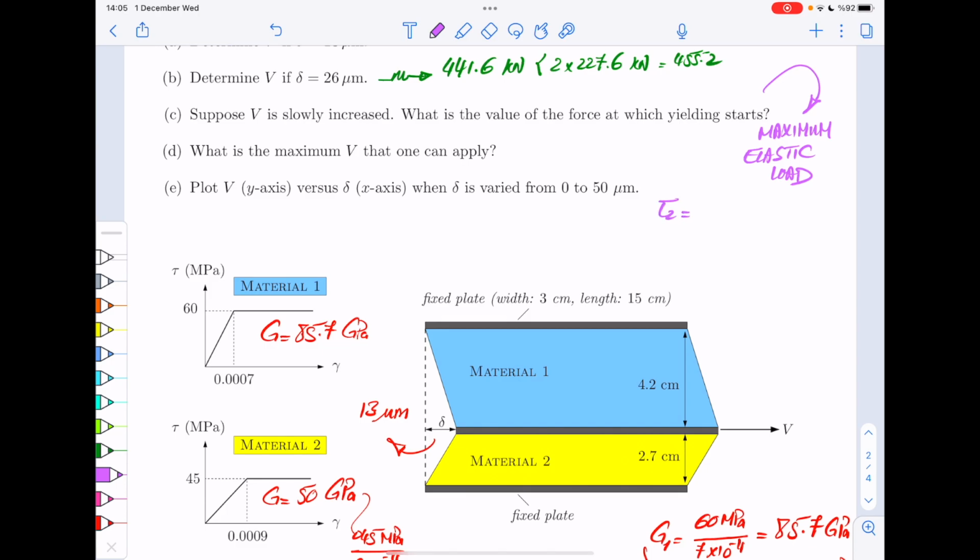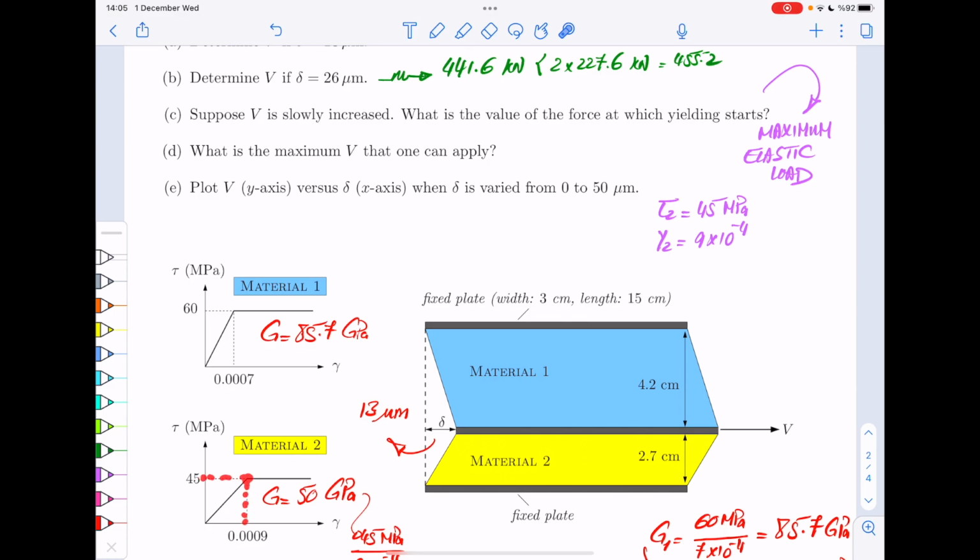All right, so tau 2 is 45 megapascal for gamma 2 of 9 times 10 to minus 4. Okay, now at the onset of plasticity, we are here.